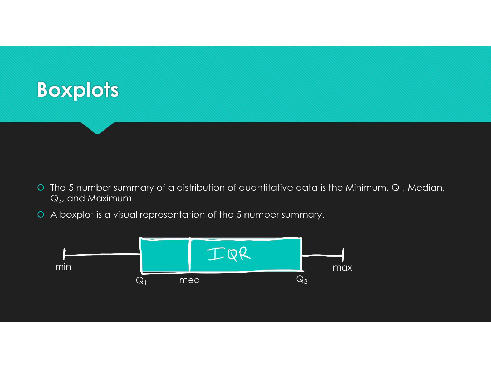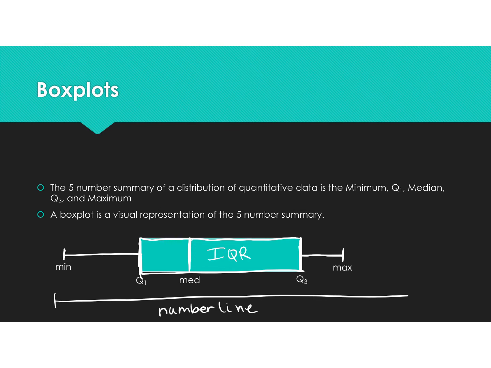And then Q1 is the beginning of the box, and Q3 is the end of the box. And then the IQR is all the blue. Should I write it in different colors? It's up to you. Now, it normally sits on top of some kind of number line. It hovers over a number line.